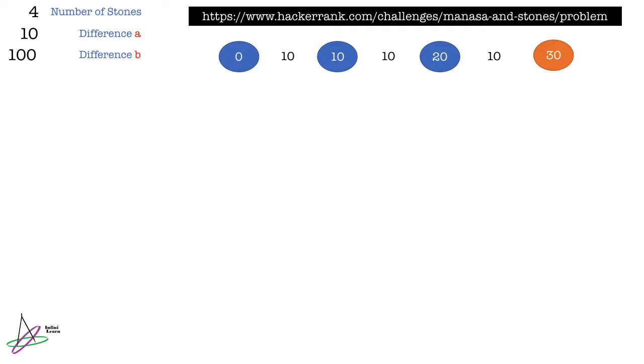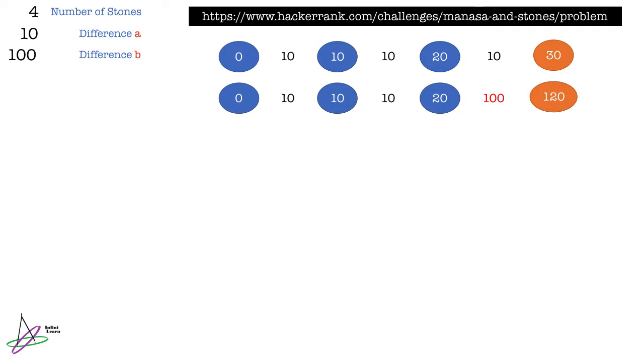But that is not the only value, because the possible differences are 10 and 100. So let's go one step at a time, and we'll be taking the last stone first. The difference we have seen is 10, and now we'll see what happens when we have a difference of 100 between the third and the fourth. So the value becomes 120. 20 plus 100 becomes 120.